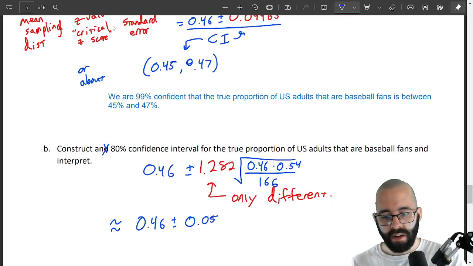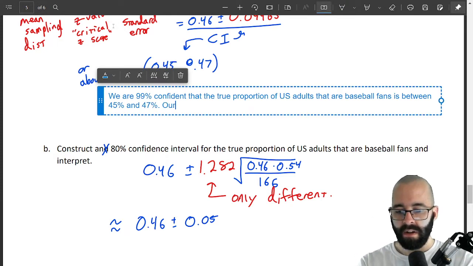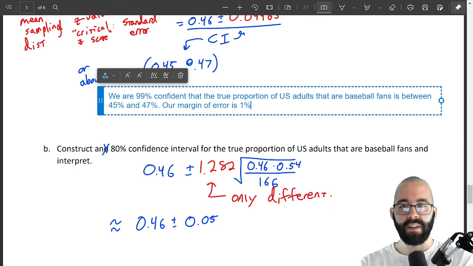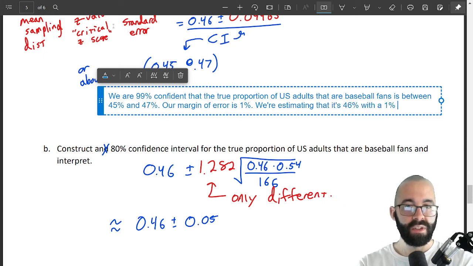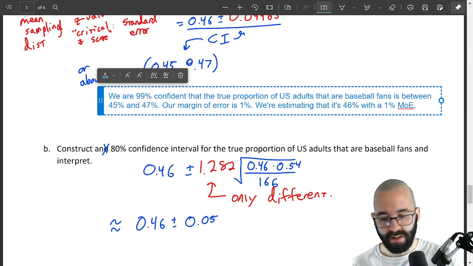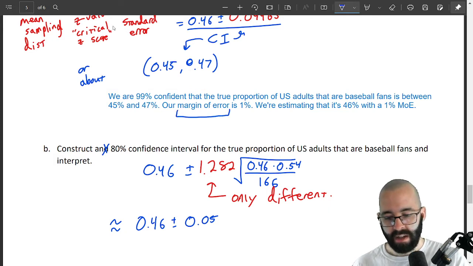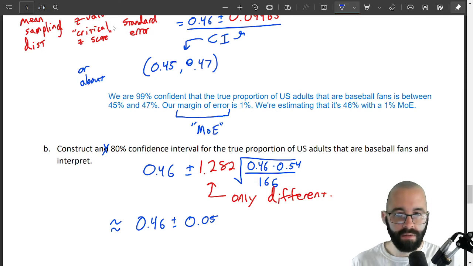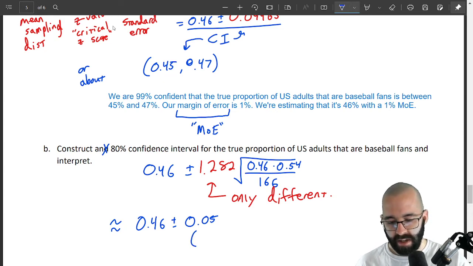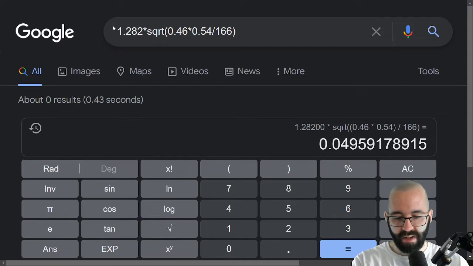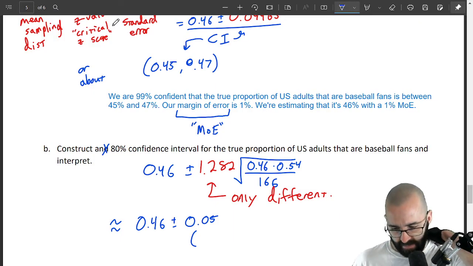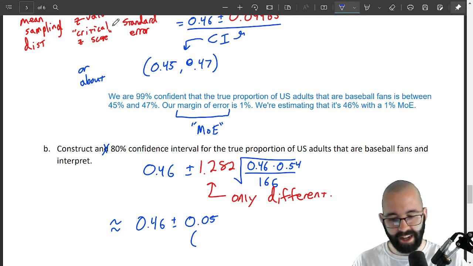So here, let's actually add this to our answer. If you remember here, our margin of error is 1%. Right? We're estimating that it's 46%, a 1% margin of error. Another way of adding more information. A lot of times we'll write margin of error, MOE. And so here's very, very similar, right? We can be 80% confident. Well, what is this interval? Wait. I did something wrong, didn't I? 0.05%.